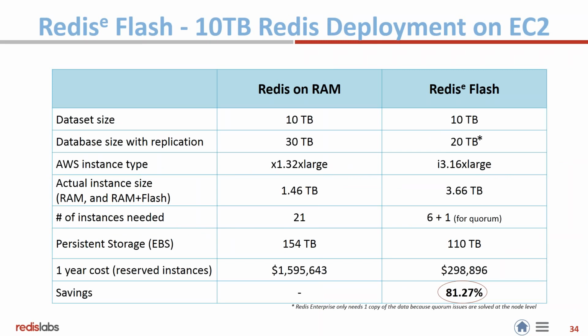And let's see how much. Here is an example. In this example, the data set size is about 10 terabytes. If you have Redis on RAM, and if you're using i3 instances on Amazon, it may cost about $1.5 million a year. It's about $1.5 million or $1.6 million. But if you're using Redis Flash for the same data set size, it costs about $300,000 on Amazon if you're using i3 instances. So that is the comparison of how much you save by having Redis Enterprise Flash.